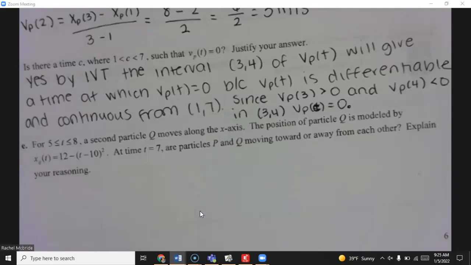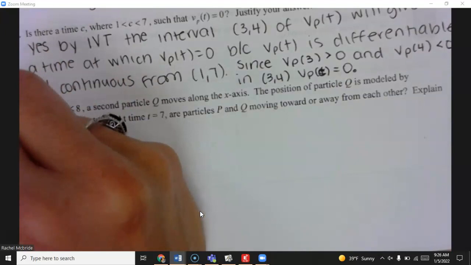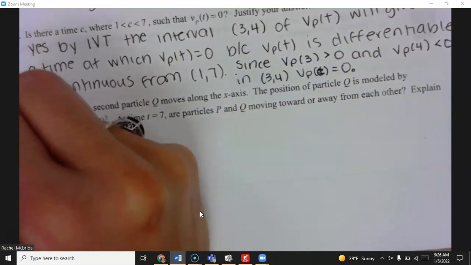On the closed interval 5 to 8, a second particle moves along the x-axis. The position of the particle is modeled by the given equation. At time t equals 7, are particles P and Q moving toward or away from each other? So if we need to know that, we need to know their position at time 7. So x of Q of 7.